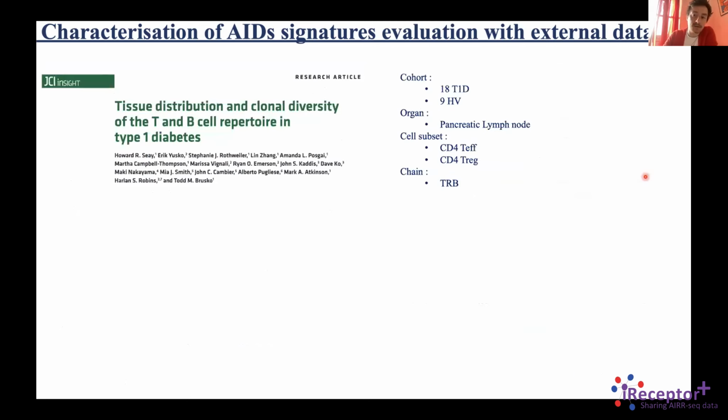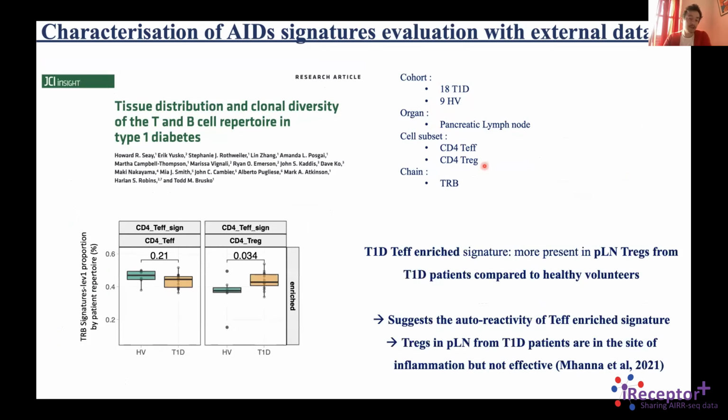The second validation is now extracted from the Todd Brusco paper for the T1D patients. So they have 18 T1D patients and 9 healthy volunteers. They have the pancreatic lymph node for the effector and the regulatory T cell. And again, we also found here a difference between the healthy volunteers and the type 1 diabetes patients for the enriched TF signature. This signature enriched in our patient is more present in Tregs of the pancreatic lymph node from the T1D patients compared to the healthy volunteers.